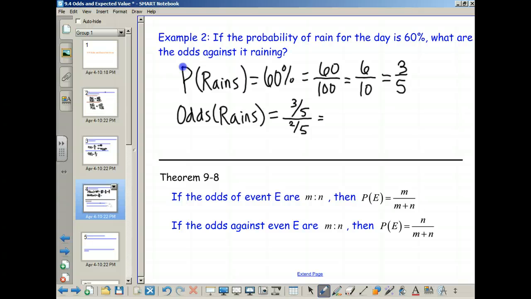You do get 3/2. So this is like 3/5. You multiply by the reciprocal, which is 5/2, right? The 5's cancel and you're left with 3 to 2. So the odds are 3 to 2 that it rains.